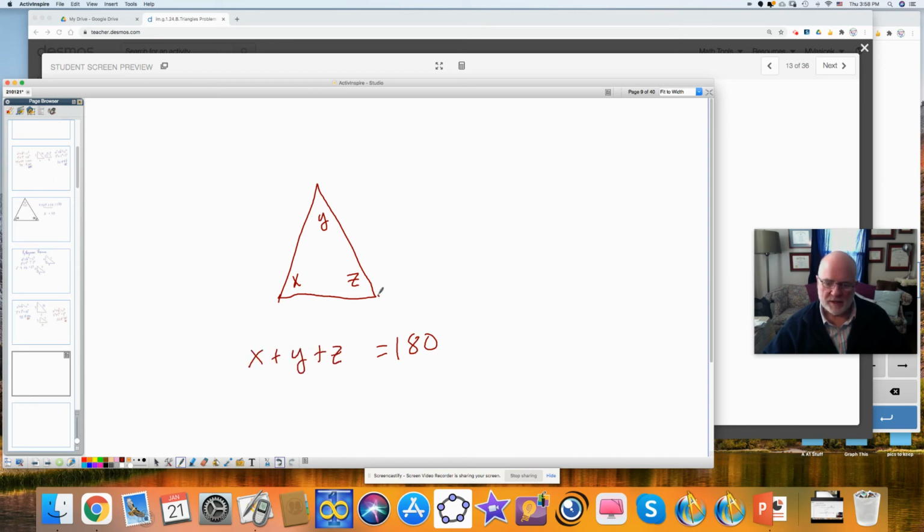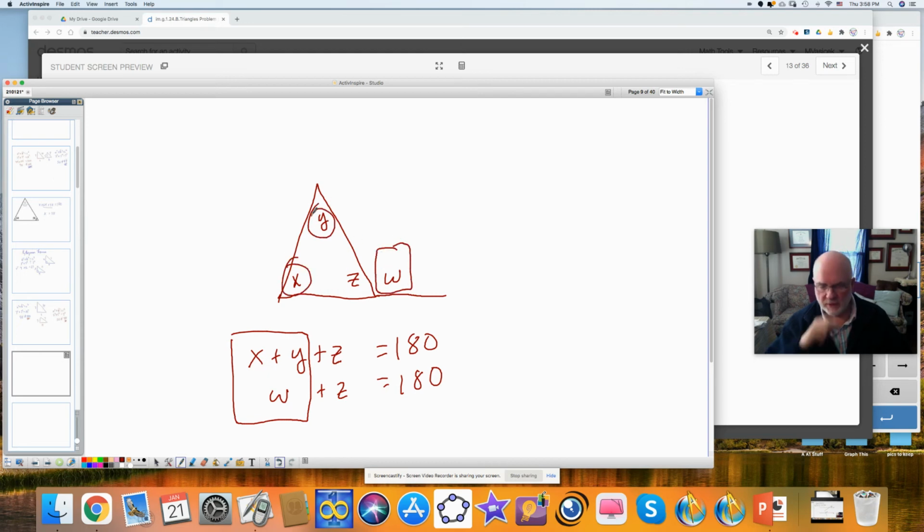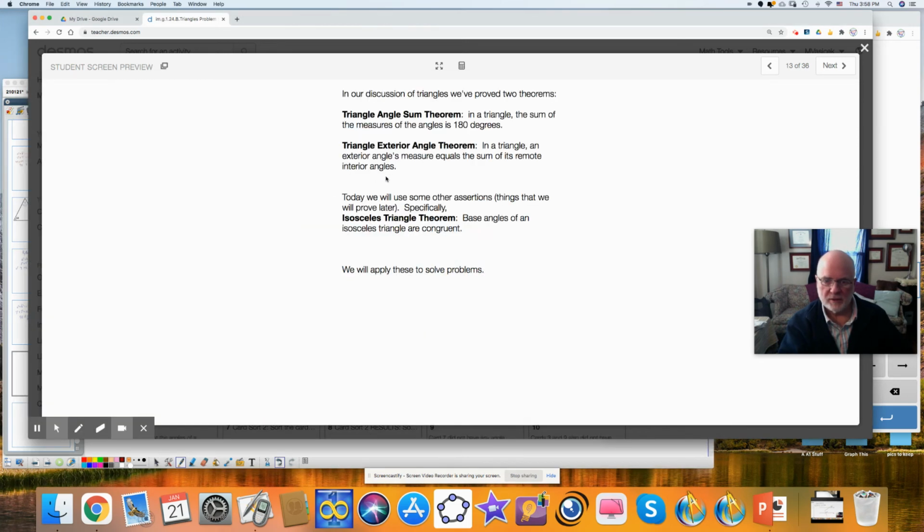And if I extend this one side, this we'll call w. This makes a straight angle. So we have w plus z is equal to 180. And as you can see from this diagram, w has to equal x plus y. An exterior angle is equal to the sum of its remote interior angles. That's what the triangle exterior angle theorem says.